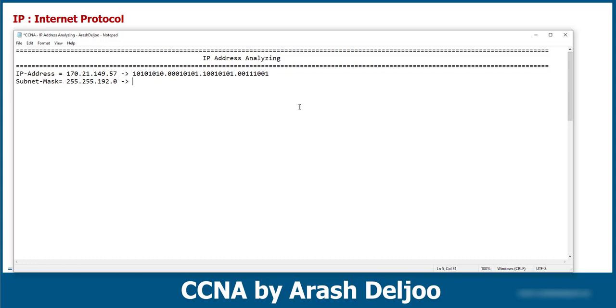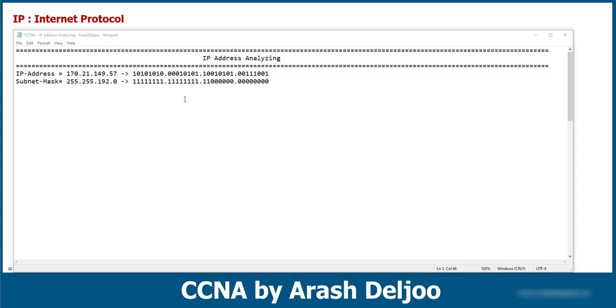Also, we need to convert the subnet mask. In the subnet mask, we have two 255s. This is the first 255. All of the bits should be 1, and again another 255 with all 1 bits, and after that 192, which is 1 1, then 0 0 0 0 0 0, and then again 8 zeros. This is the conversion of the decimal value to the binary value.